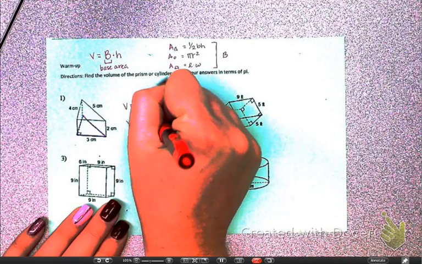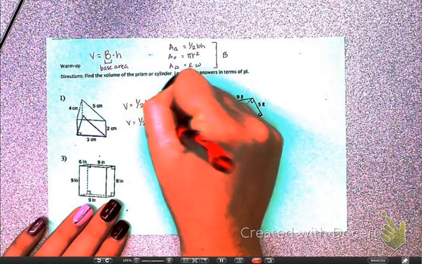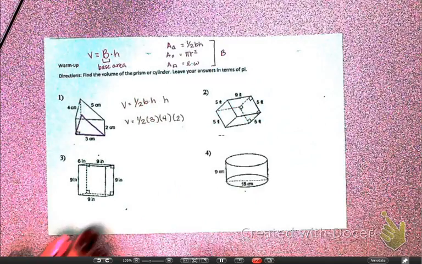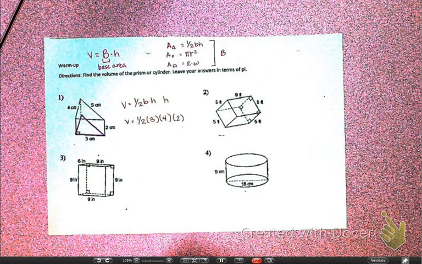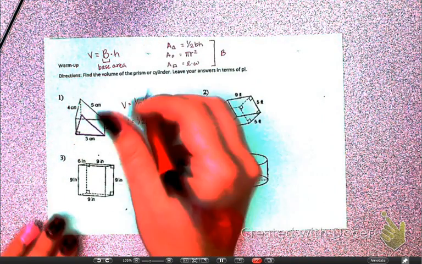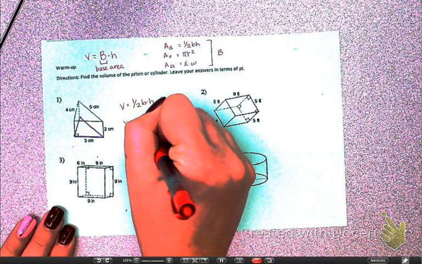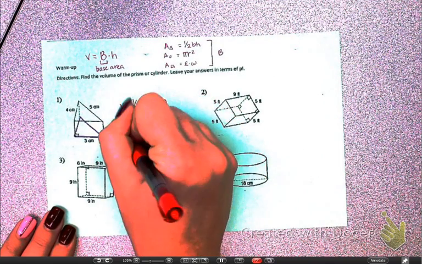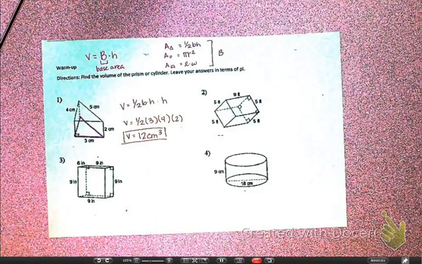What is the height of the entire prism? 2. 3 times 4 is 12, times 2 is 24, divided by 2 is 12 centimeters cubed. That should be your answer for number 1. Yes, I got that. Great.